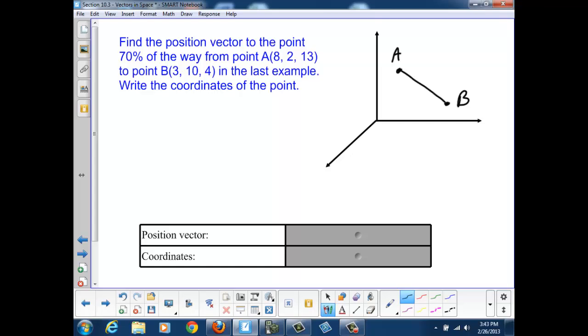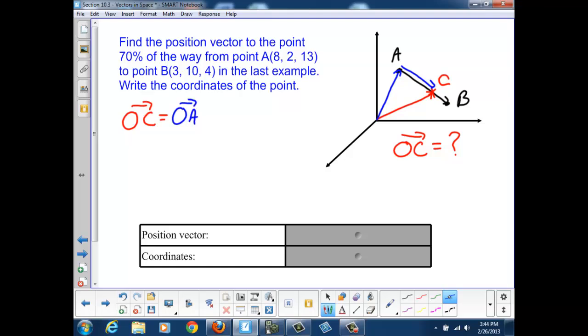And we want to find the position vector to a point that's 70% of the way between A and B. So maybe right around here. We'll call that C. Okay. And what we're trying to find is the vector from the origin to C. So OC, we'll call it that. Now to find OC, we need to recognize that OC can actually be written as the sum of two other vectors. A vector from the origin up to A plus a vector from A to C. So OC could actually be written as OA plus AC, where AC is 70% of AB.